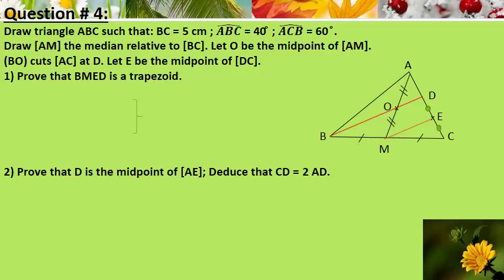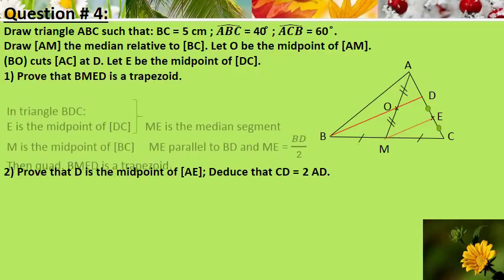DBC. What is E? The midpoint of BC, right? Yes. What is M? The midpoint of BC. So what can we say about ME? It is a mid-segment in triangle CDB. It's equal to half the opposite side and parallel. Okay. Then ME will be parallel to BD. Then the quadrilateral is a trapezoid.